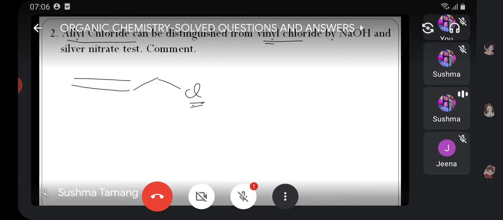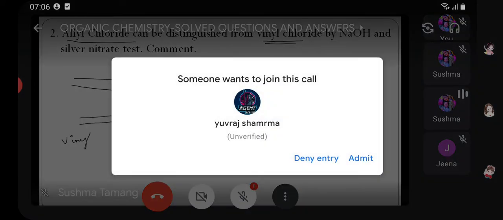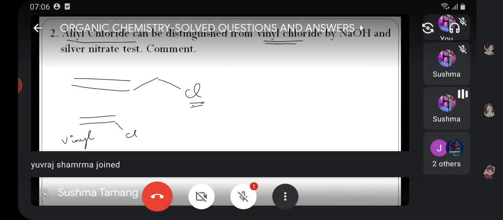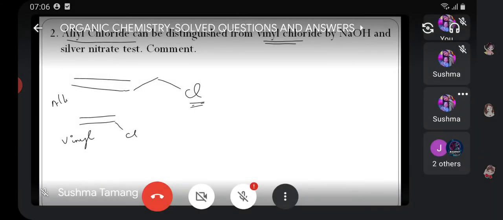Okay. Then next is your vinyl chloride. What does vinyl chloride mean? When your chloride forms a bond with the double-bonded carbon atom, right? So this is your vinyl chloride, and this is your allyl chloride. Now the question is that we can distinguish the two very easily by sodium hydroxide or silver nitrate test.